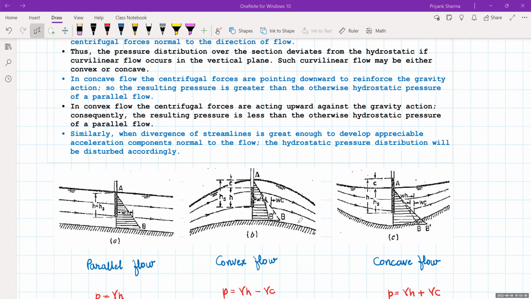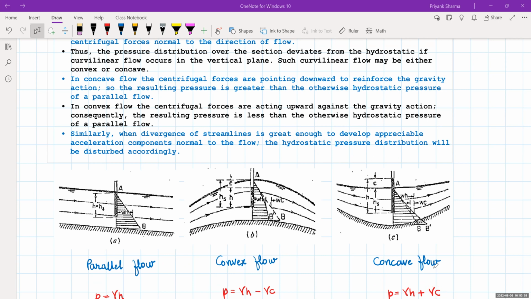In case of concave, this is the water surface, so your piezometer level is higher by an amount C, that is the height of the piezometer above the water surface, and thus the pressure is additive, and your total pressure is gamma H plus gamma C. So in case of concave, the pressure is additive.